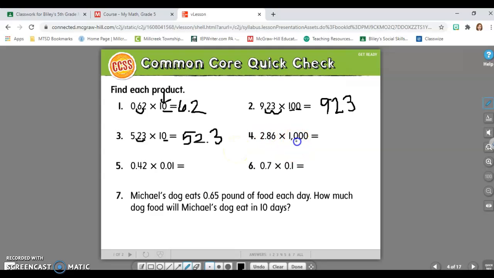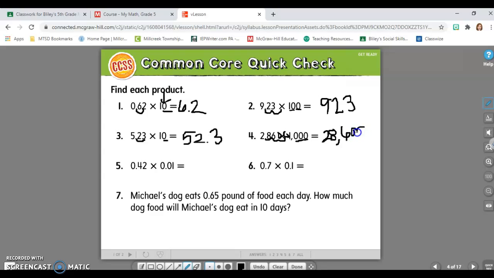I have 1, 2, 3 zeros. I'm going to move 3 places to the right. 1, 2, 3. Fill in my zeros. My answer should be 28,600.